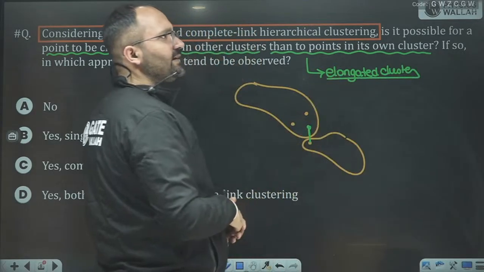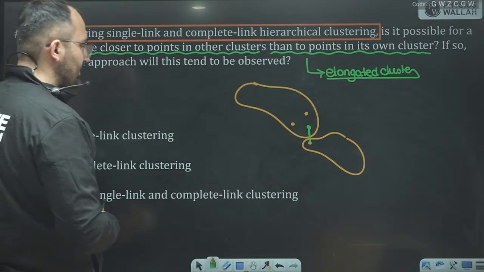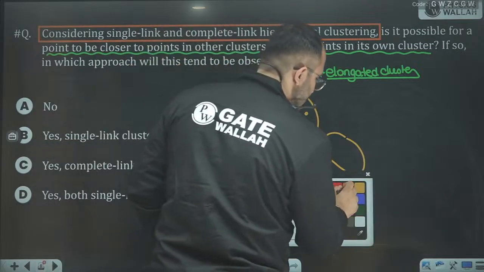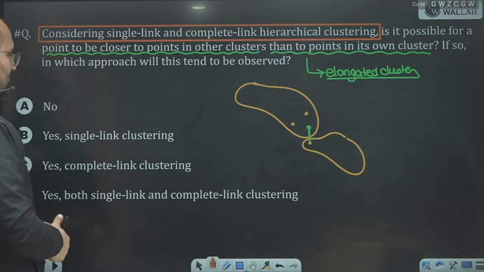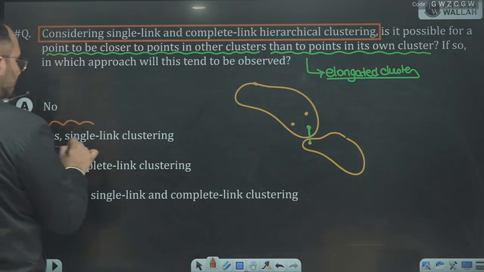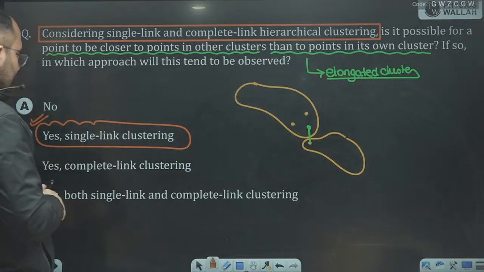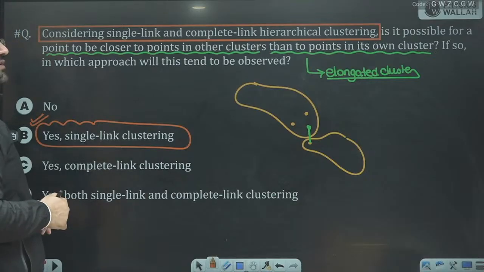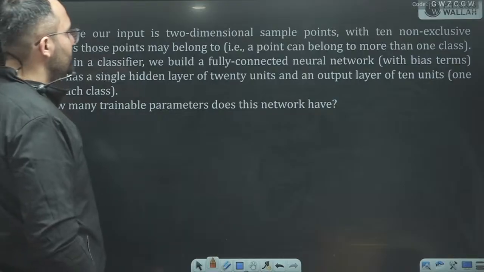So in elongated clusters, what is the condition? Elongated clusters are created in single linkage only. Okay, in single linkage only. I think all of you are able to do it. Next.